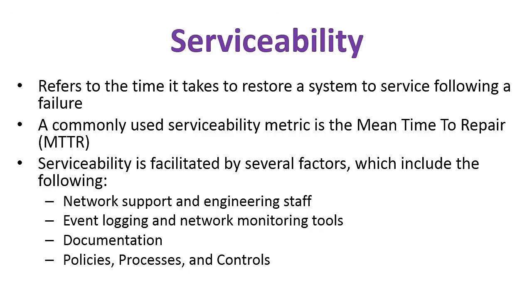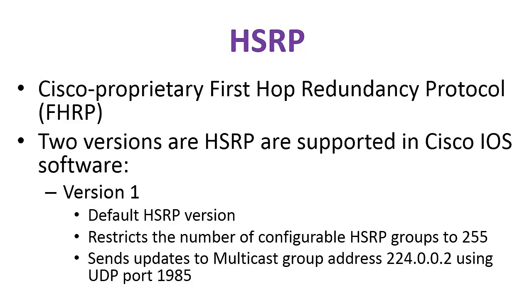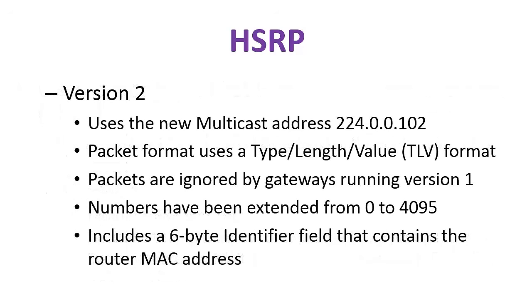Let's start talking about some of the specific protocols that Cisco supports on the devices to provide highly available environments. HSRP is a Cisco proprietary first hop redundancy protocol. Two versions of HSRP are supported on IOS software. Version 1, and this is the default HSRP version. And this restricts the number of configurable HSRP groups to 255. I don't expect you should be exceeding that anytime soon.